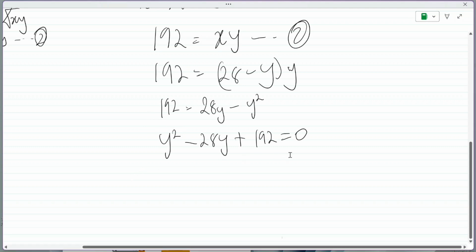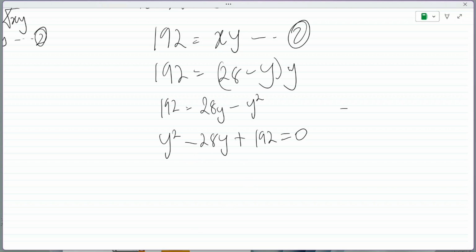We've created a quadratic equation, and here the coefficient of y squared is 1, or plus 1. That will ease our stress, and our focus will be on 192. We need two numbers that multiply to get 192, but when you add them, give the coefficient of y, which is minus 28. To save our time, the two numbers have to be negative for you to get a negative 28 when you add them together. And the values are minus 12 and minus 16.